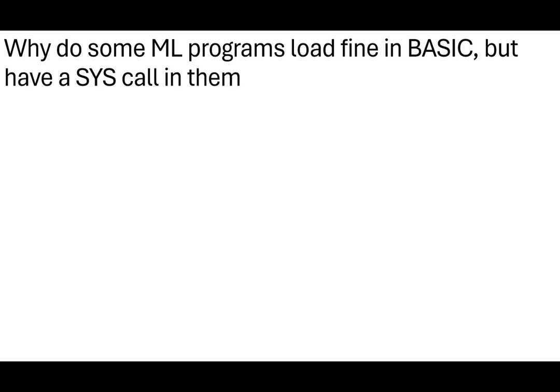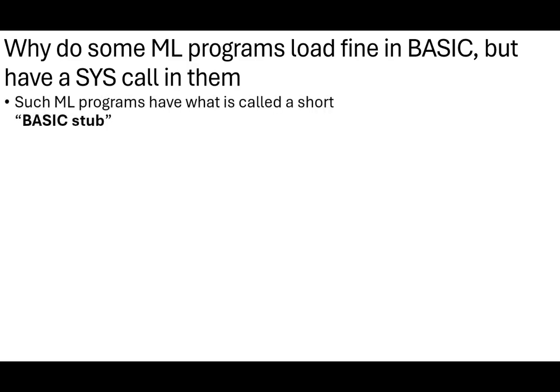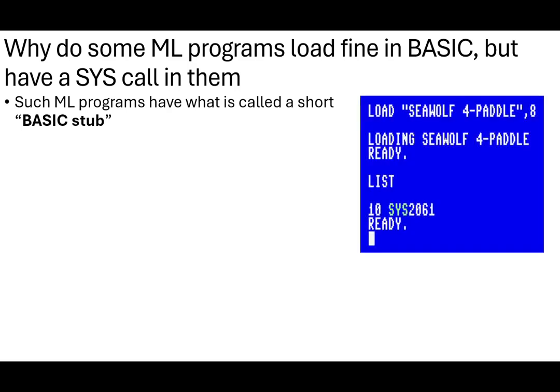But the next question is why is it that some machine language programs load fine in BASIC and they have a syscall in them when you type list? They just show like a 10 SYS to some location. Such machine language programs have what's called a short BASIC stub. I've got the Seawolf paddle game as an example here. I've loaded Seawolf 4 paddle with just a comma 8, I didn't need a comma 1. And when I list it, it's got a 10 SYS some address.